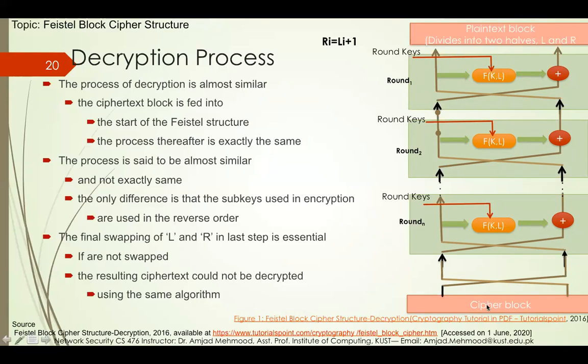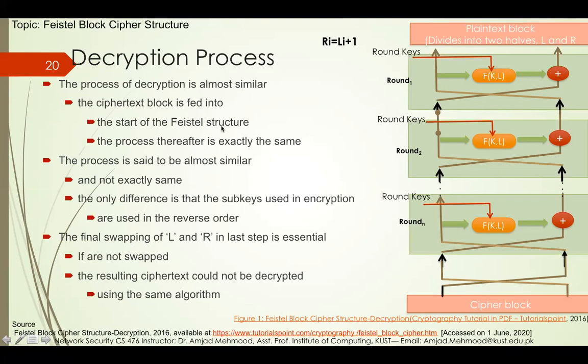But here in the cipher, in the process of decryption, ciphertext will be received, and this ciphertext will be converted into plain text again. So how will it be done? The ciphertext block is fed into the start of the Feistel block structure, as this is the process of decryption.